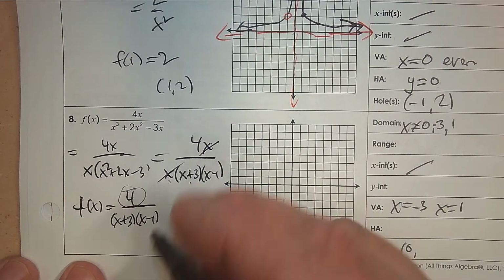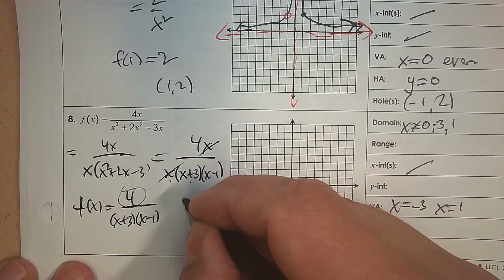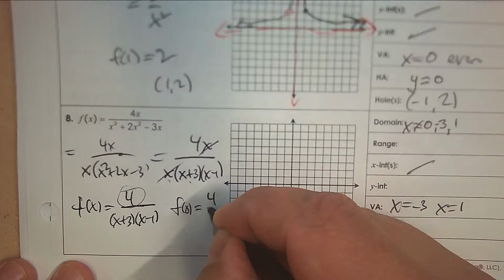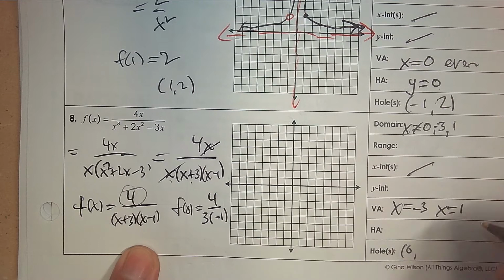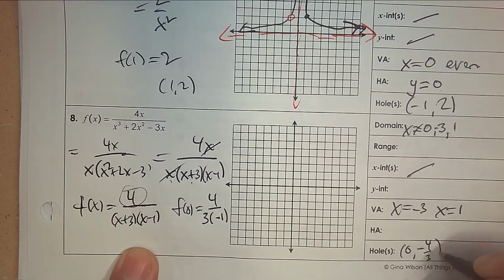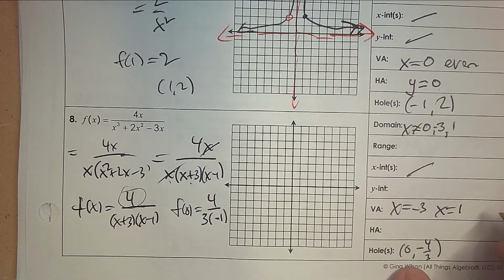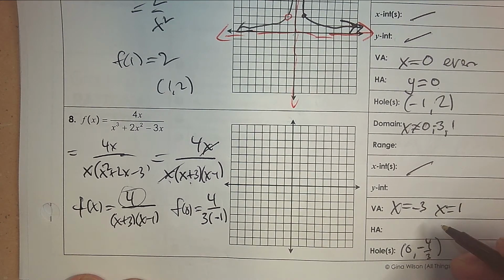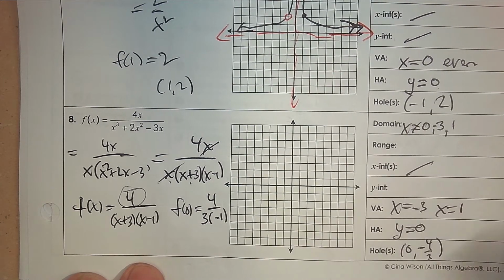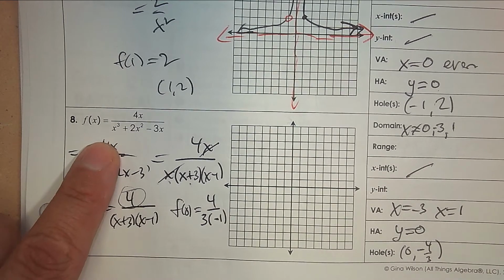Now when I do the work for 0, 0 plus 3 and 0 take away 1, that's -4/3. I know on the answer key it says positive, but that's a typo. It should say -4/3 for that. We have a horizontal asymptote at 0 because the bottom is more powerful.